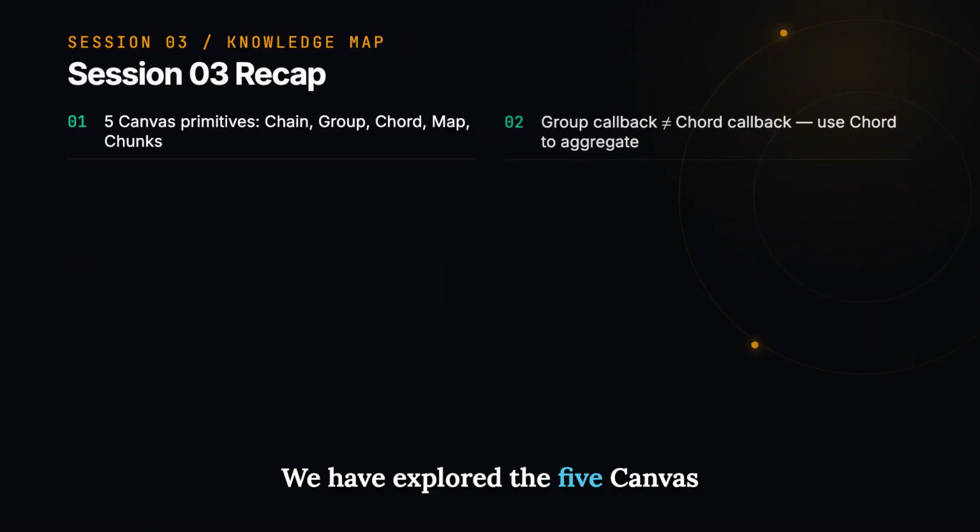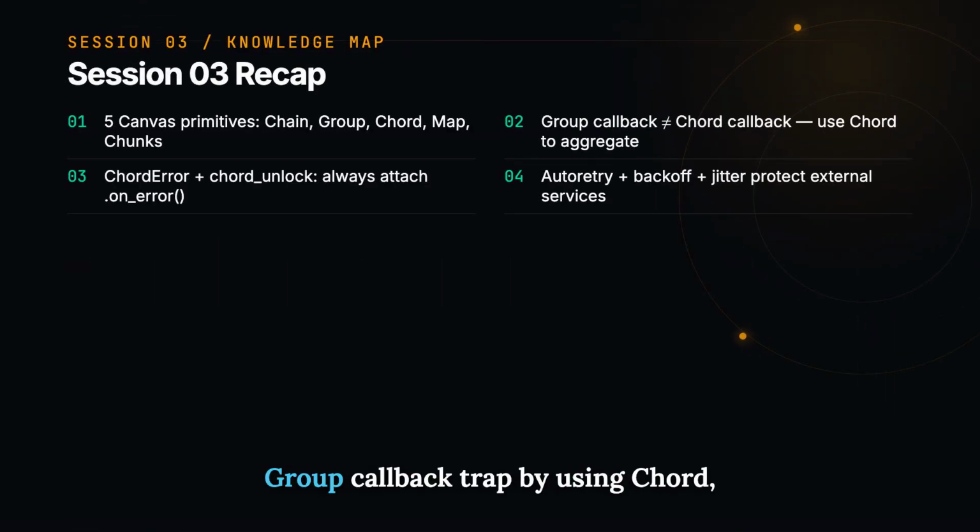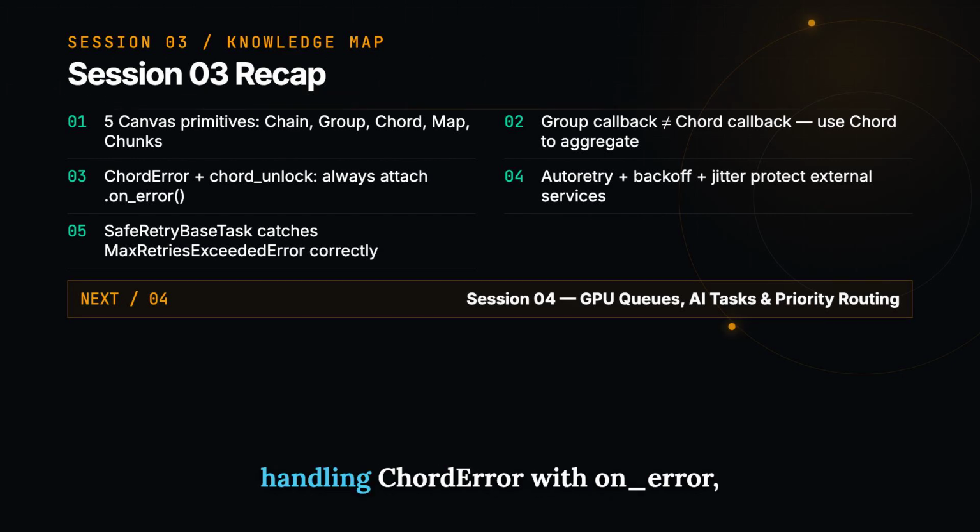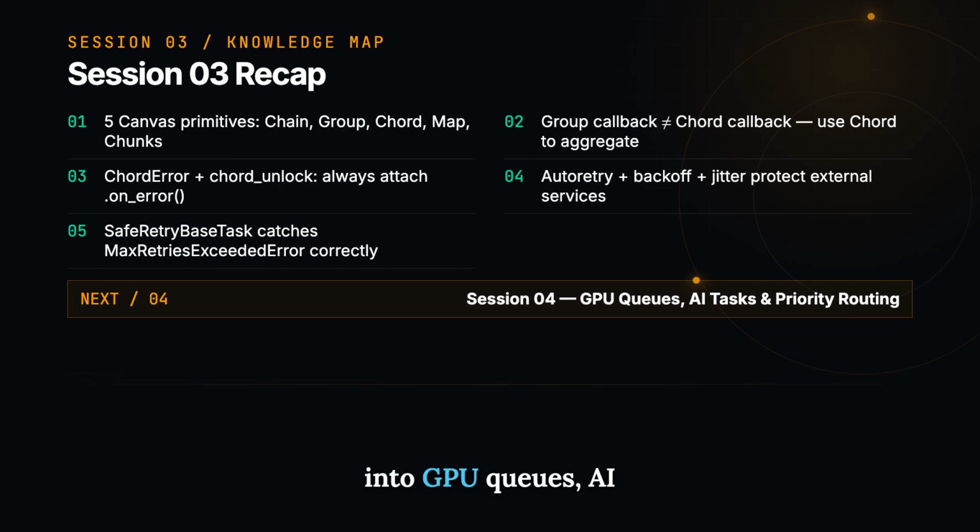We have explored the 5 Canvas primitives: how to avoid the group callback trap by using chord, handling ChordError with on_error, and configuring safe auto retry with SafeRetryBaseTask. Session 04 will dive into GPU queues, AI tasks, and priority routing.